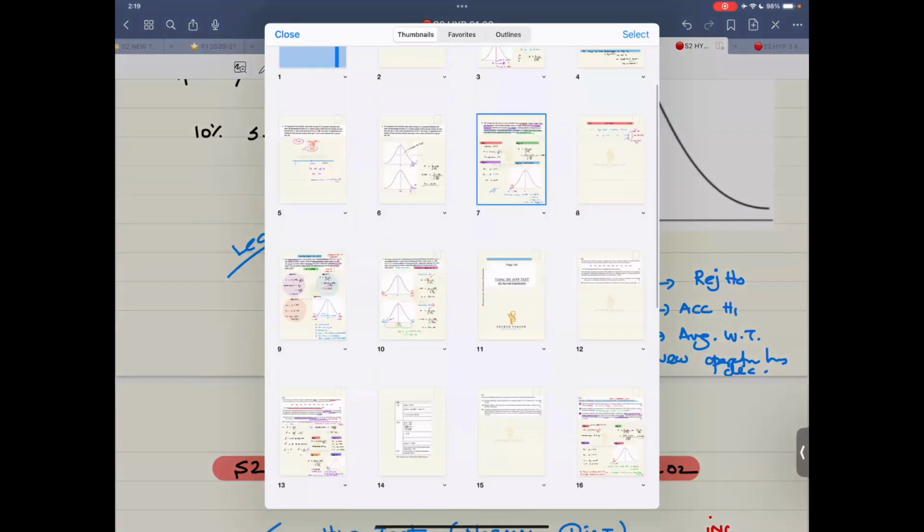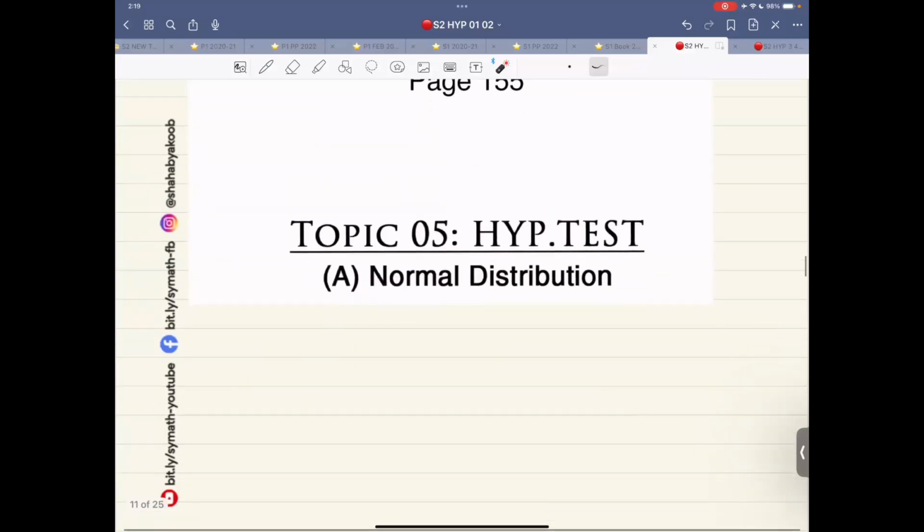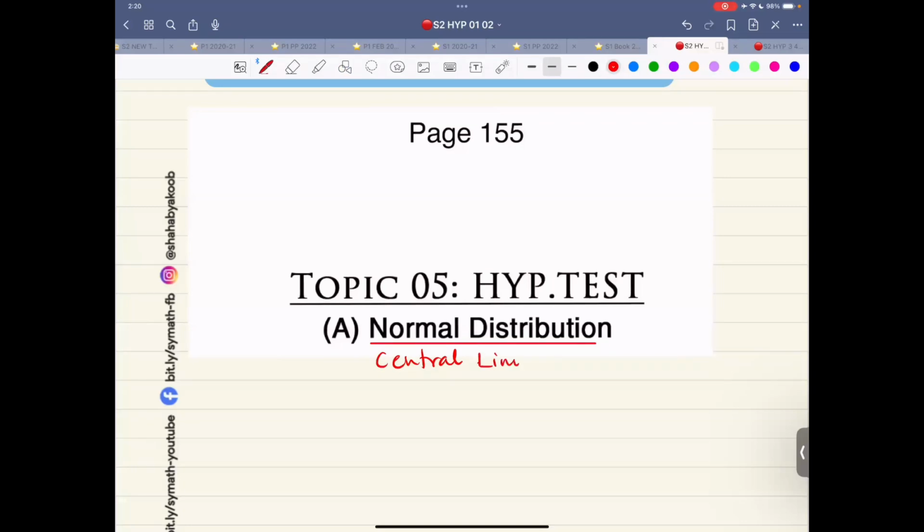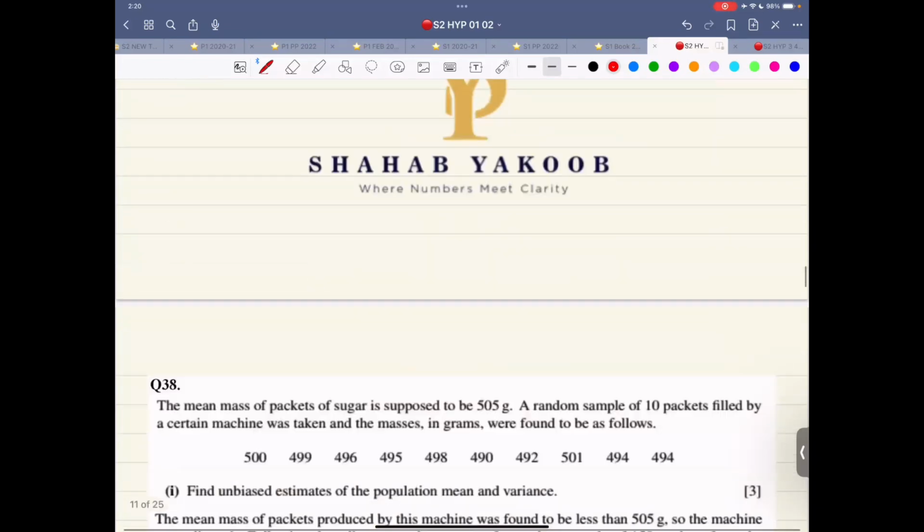And now let's get started with some past paper questions. That is from your topical book, which is topic number 5. The first section is normal distribution, as well as CLT, the central limit theorem, that is also normal distribution if the sample size is large. So if the sample size is large, it becomes approximately normal distribution.